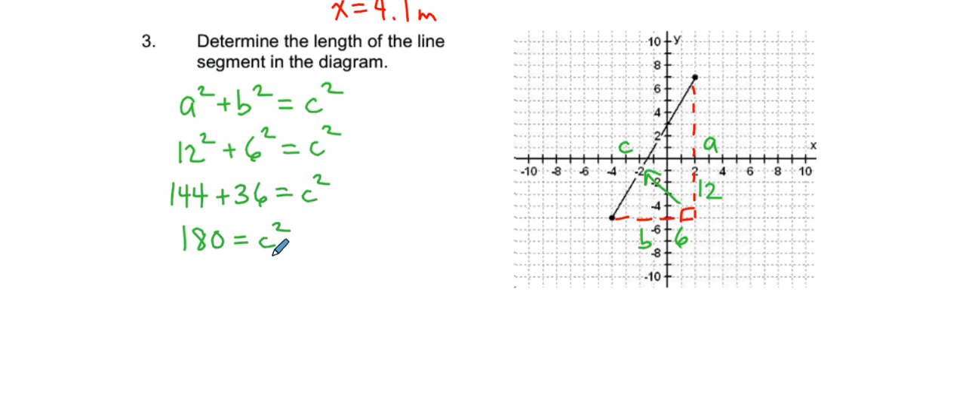And to go from C squared to C, I have to take the square root, because that's the opposite of squaring a number. And the square root of 180 is approximately 13.4. I have no measurements in terms of meters, centimeters, and so on. So 13.4 is equal to C. So that is the length of my line segment.